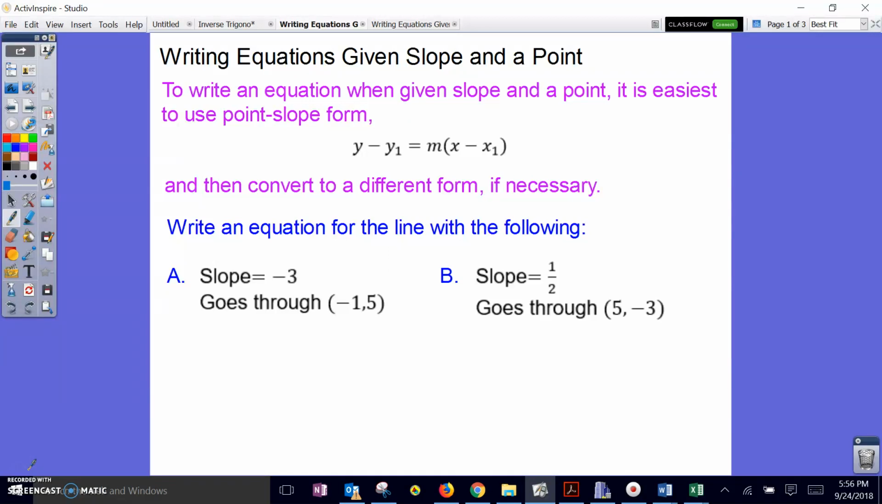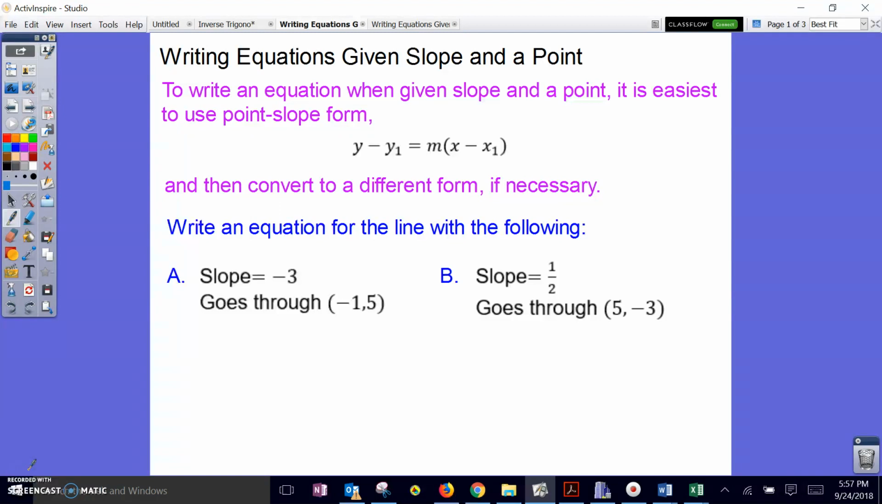Alright, welcome back everybody. In this video we're going to talk about how we write equations when we're given a slope and a point. And in my opinion, when we're writing an equation given a slope and a point, it's easiest for us to use point-slope form: y minus y1 equals slope times the quantity x minus x1. And then convert it to a different form if necessary. If it asks for slope-intercept form or standard form, we can always make that conversion.